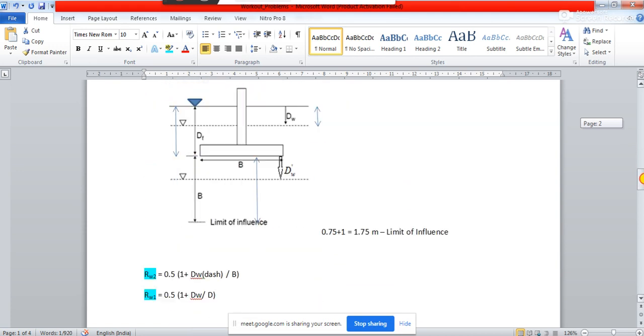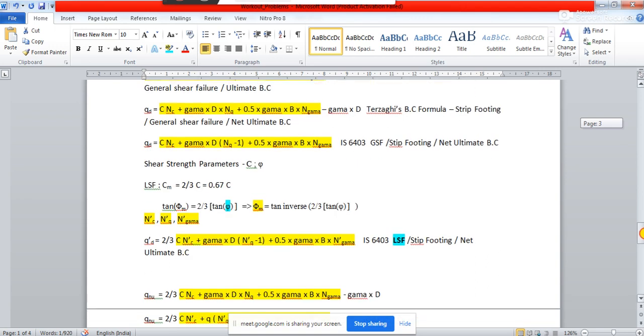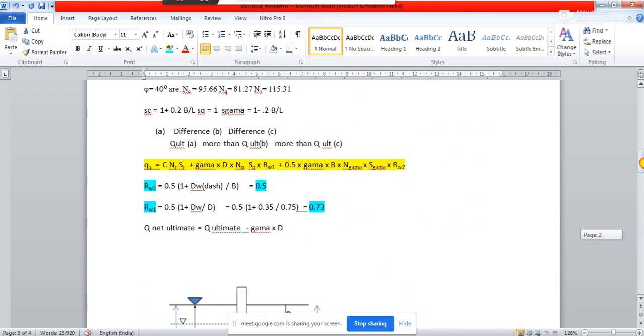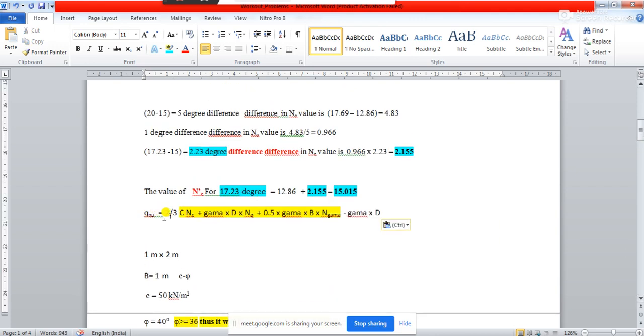Okay. Now once you have done with it, then you just put the formula for local shear failure. So what is the formula for local shear failure? If you remember, this is the net ultimate bearing capacity. So the formula is this one for local shear failure: 2/3 NC dash, then NQ dash, then N gamma dash.